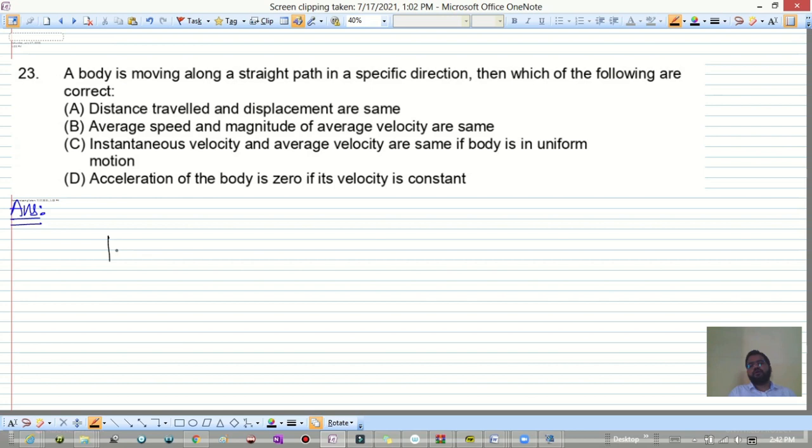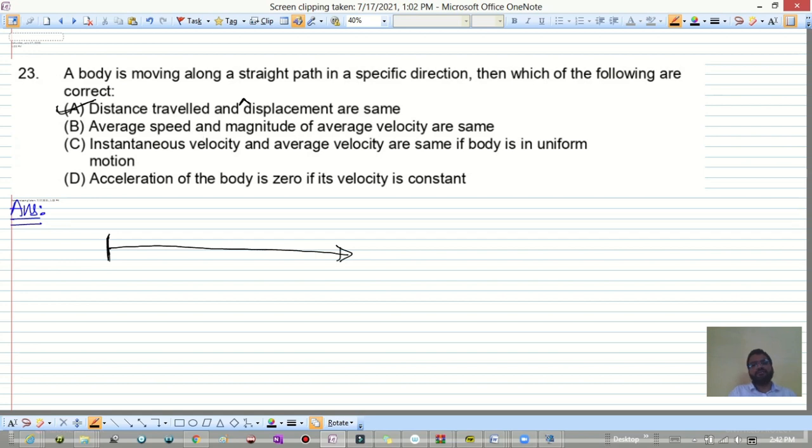See, if a body is moving in a straight direction without turning back, can we say distance traveled is equal to the magnitude of displacement? Isn't it? Distance traveled and displacement magnitude are the same. It must be magnitude, then only it is correct, right? Displacement is a vector quantity, but it is understandable that we have to consider the magnitude of the displacement. So yes, it is correct.